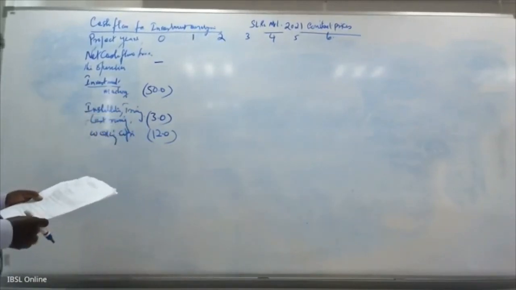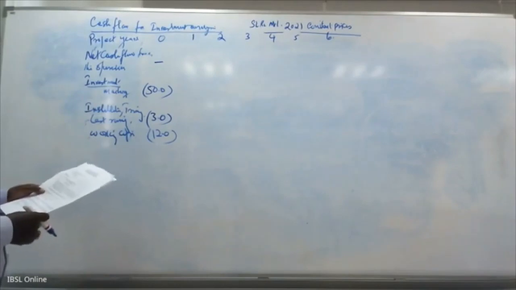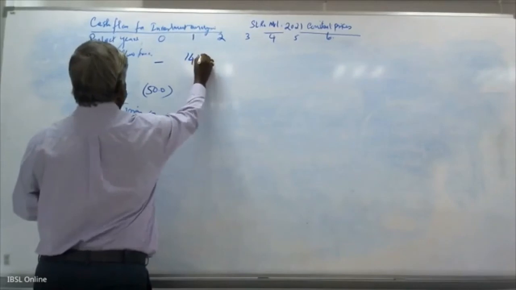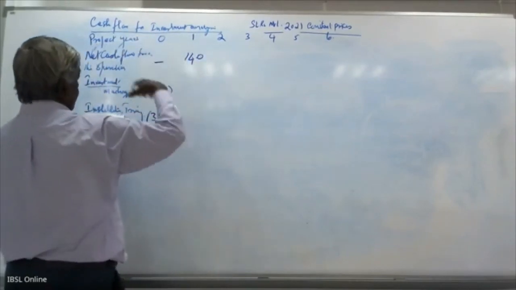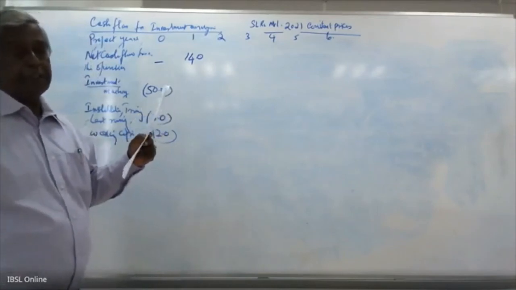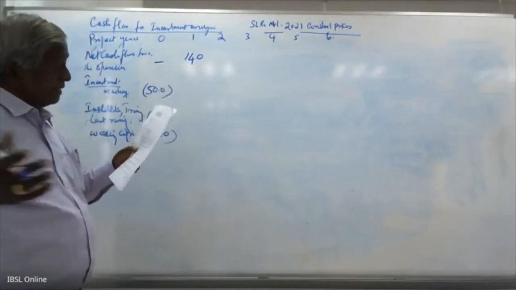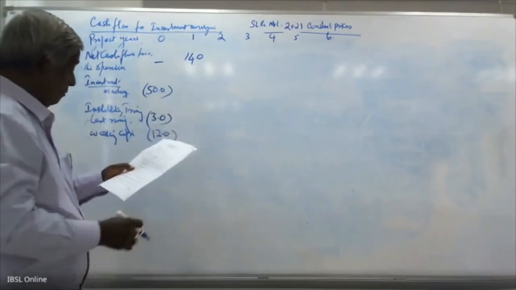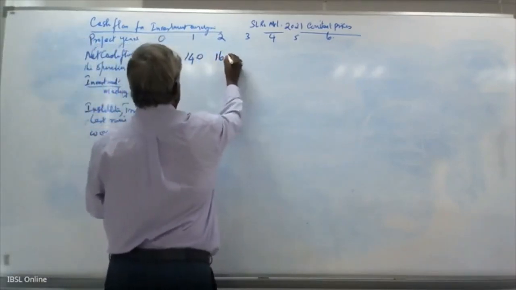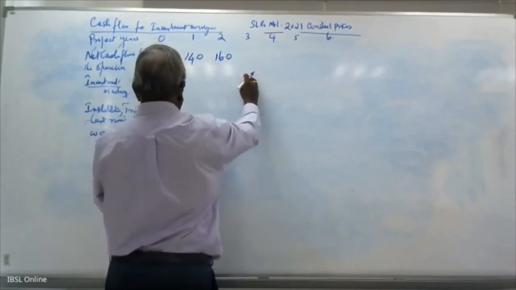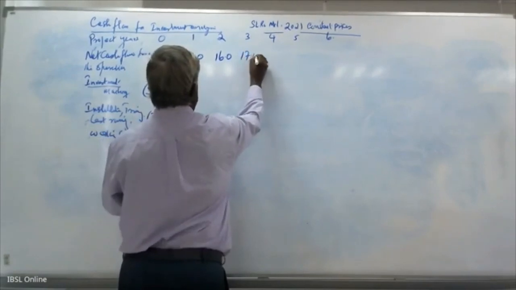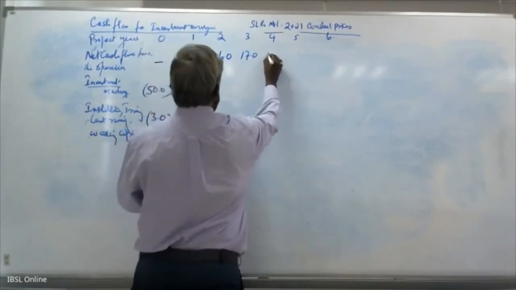The company projects its net cash flow as follows. During the first year operation, 14 million net cash flow from the operation. That is, after reducing all the cash operating expenses from the income, we get the net cash flow from the operation, 14 million. Second year, 16 million. Third year, 17 million. Thereafter, 18 million.